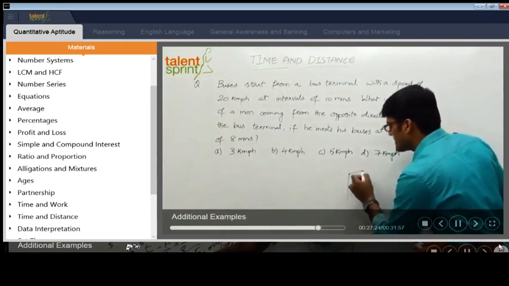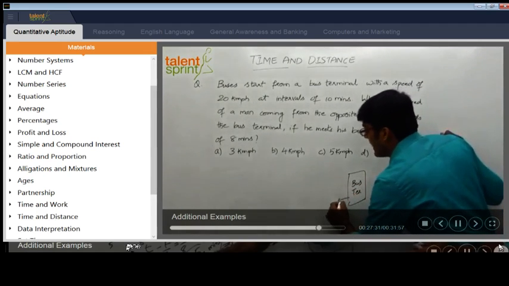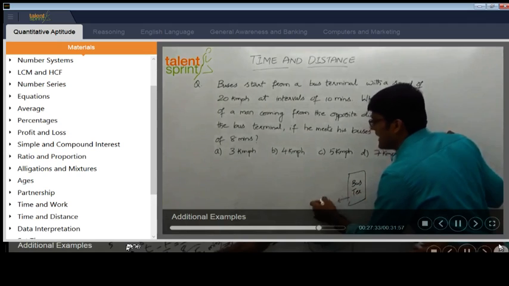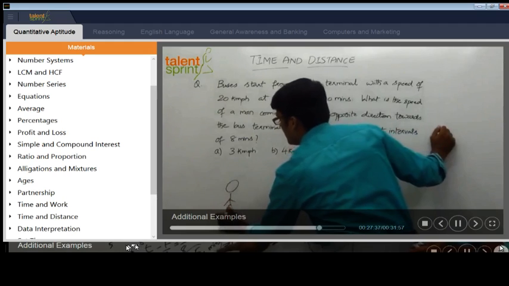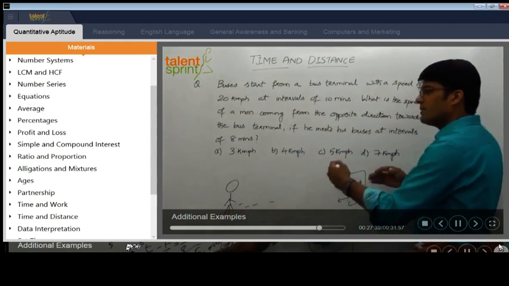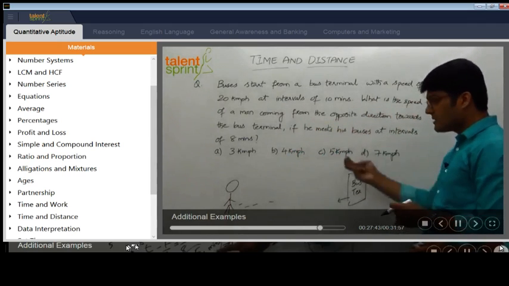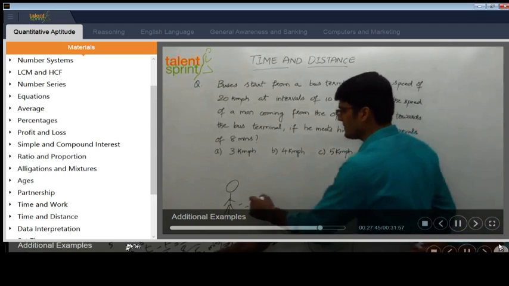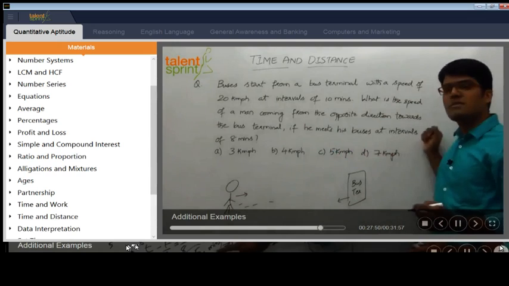So let's say this is the bus terminal. This is the bus stop, right? Now, buses are coming out at what intervals? Intervals of 10 minutes, right? Every 10 minutes one bus starts. And here is the man, the man who is walking. He is crossing buses at intervals of 8 minutes, right? What is the speed of a man coming from the opposite direction and towards the bus terminal, if he meets his buses at intervals of 8 minutes?